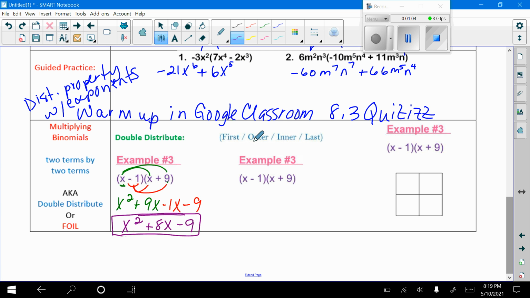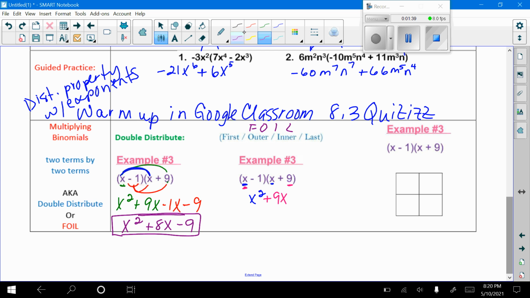The same thing, now we're going to do the exact same thing, but we're going to call it FOIL, first, outer, inner, last, F-O-I-L. So with that being said, I'm going to take the first term of each and we're going to multiply them. So x times x is x squared, which is exactly what we did right here. Then we're going to take the outermost, which is the x and the 9, the outermost numbers. So x times 9 is positive 9x.